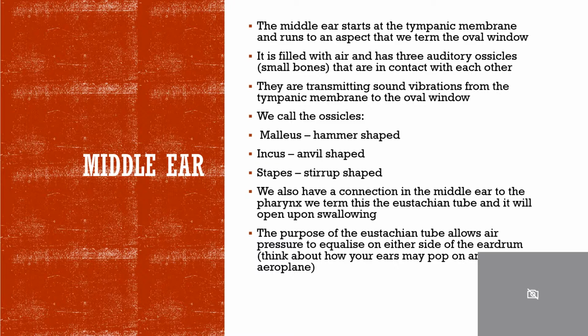Within the middle ear, we also have a connection to the pharynx, and we term this the eustachian tube, and it will open up on swallowing. The purpose of the eustachian tube is to allow air pressure to equalise on either side of the eardrum. So think about how your ears may pop on an aeroplane.